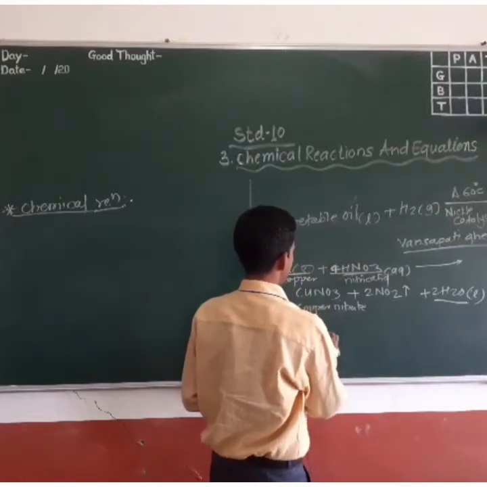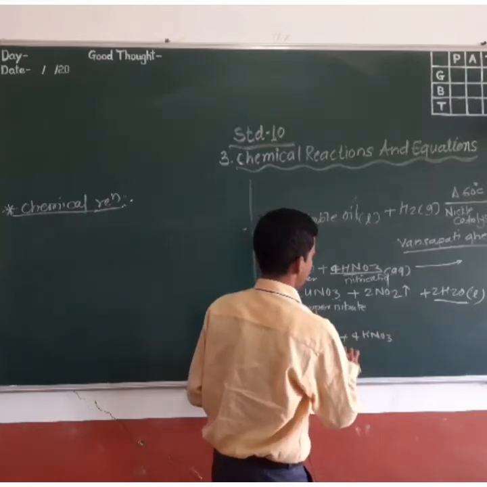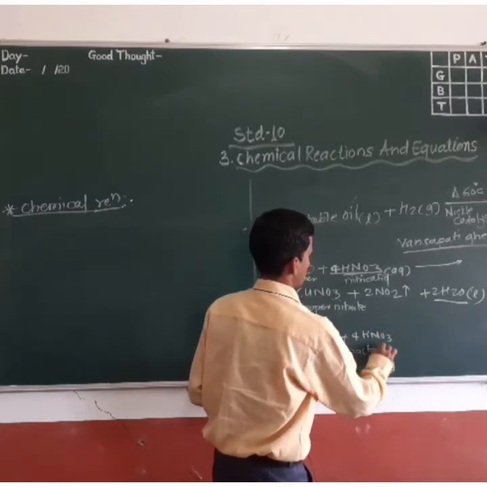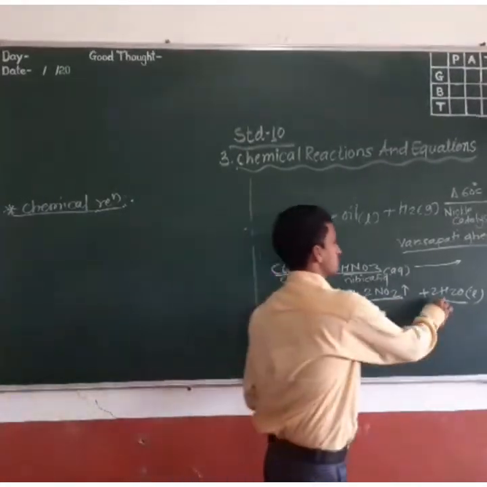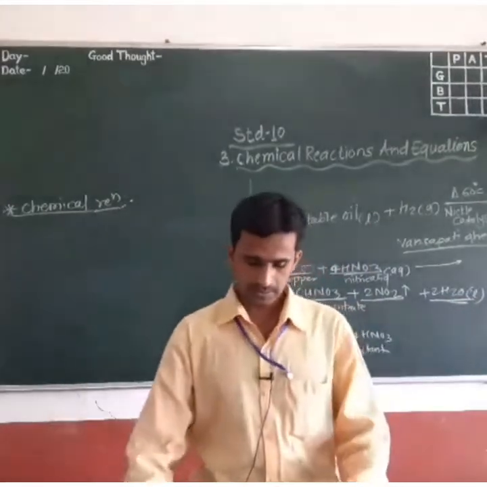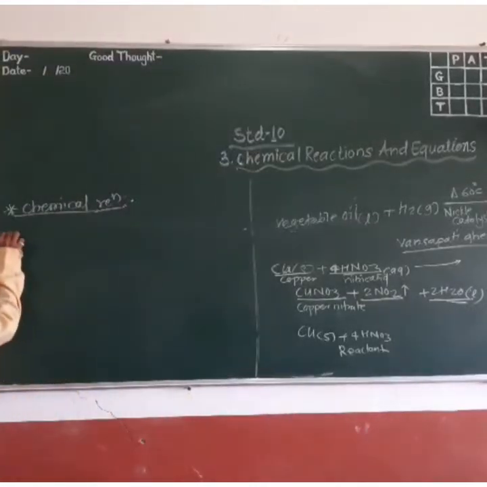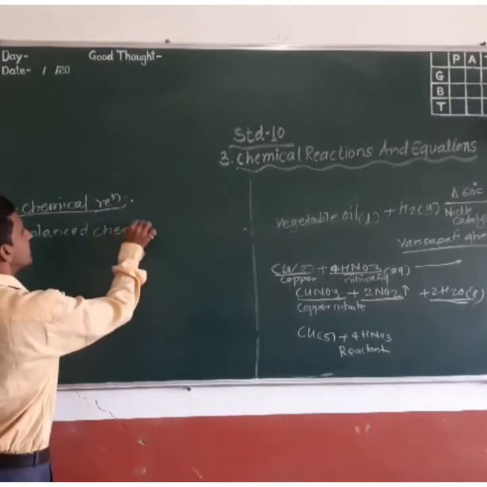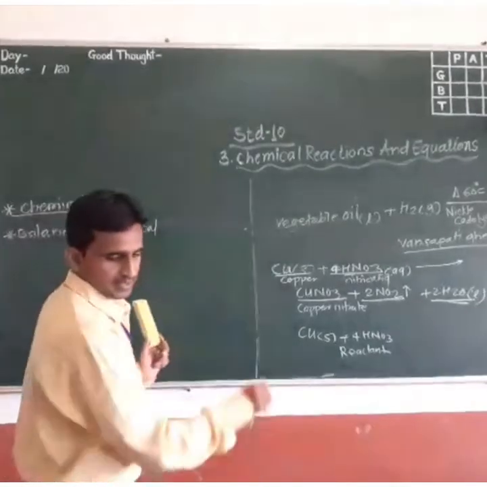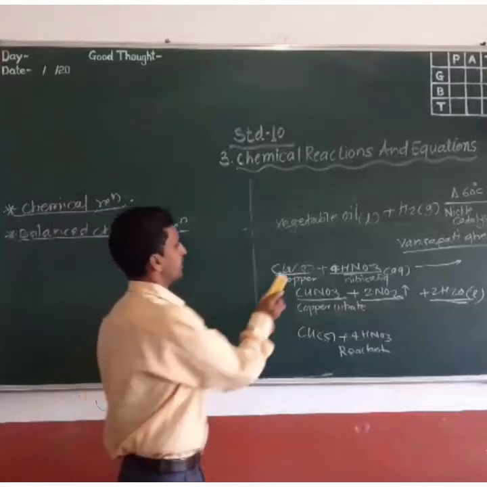Cu plus 4HNO3 are the reactants, and copper nitrate plus twice NO2 plus twice H2O are the products. Next one is a balanced chemical equation, a balanced chemical reaction.